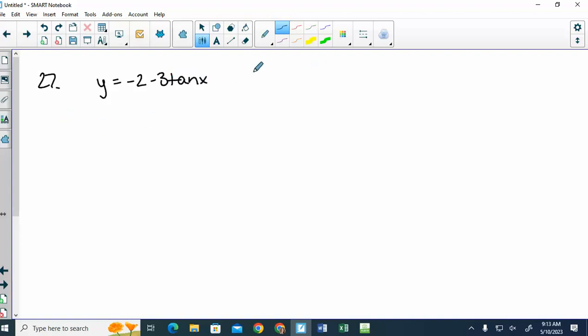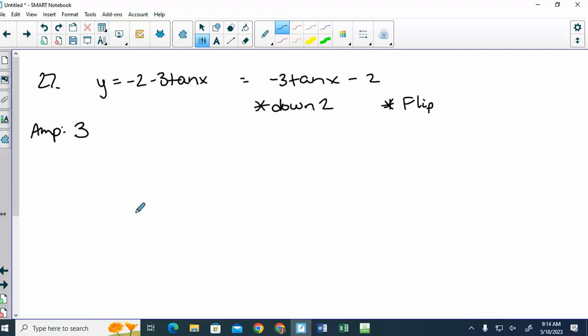All right, if you need to, you can flip this around. This is like a negative 3 tangent x with a minus 2 on the end. So what does the minus 2 do? And what does the negative in front do? So our amplitude, our coefficient, the amplitude is just the positive. Amplitude is positive 3. Period. Normal period for tangent and cotangent is pi divided by the coefficient of x. So we just get pi.